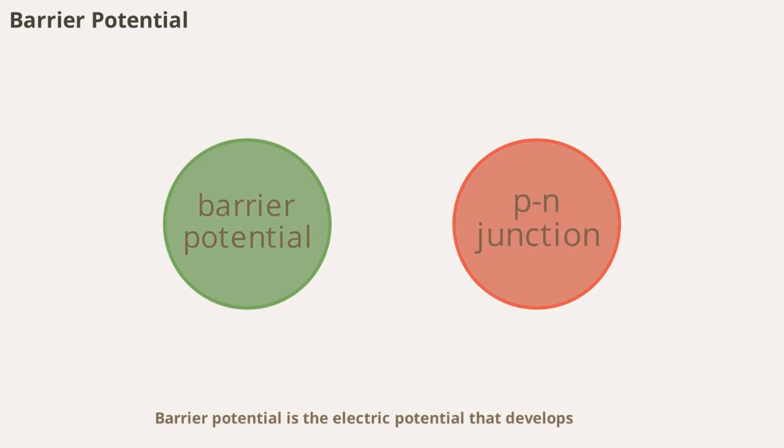Barrier potential is the electric potential that develops across the depletion region of a p-n junction. This potential acts as a barrier to the movement of charge carriers, preventing electrons in the n-type region from moving into the p-type region and vice versa. Only when an external voltage is applied that exceeds this barrier can current flow across the junction. The barrier potential is a fundamental concept in understanding how diodes and other semiconductor devices operate.